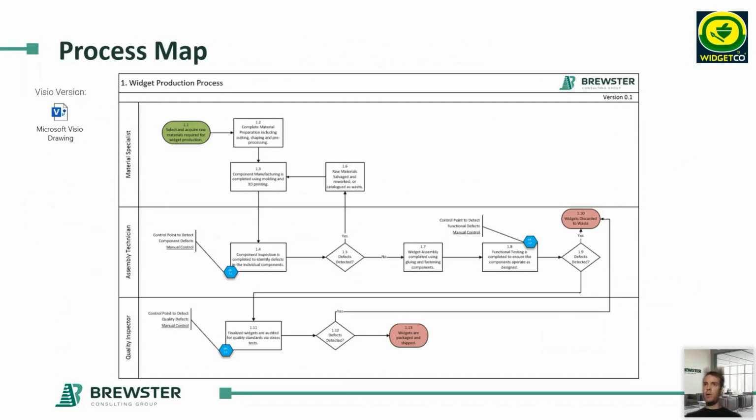Start and end points are delineated by ovals, typically in a process map. Start is green, end is red. Anything that's in a rectangular box is typically a process, and anything that is a diamond is typically a decision point.